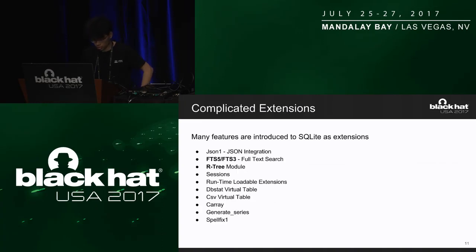There are many features in SQLite. The features are introduced as extensions. Most of them are just implemented as virtual tables. There are 2 interesting virtual tables. FTS3 is for full-text search indexing, and the R-Tree module. R-Tree is a special index designed for doing range queries. We will discuss them later.